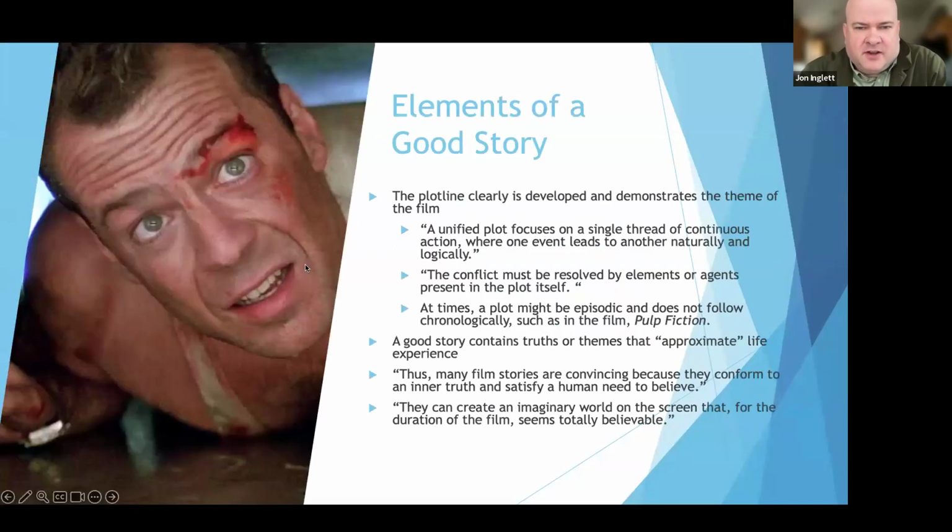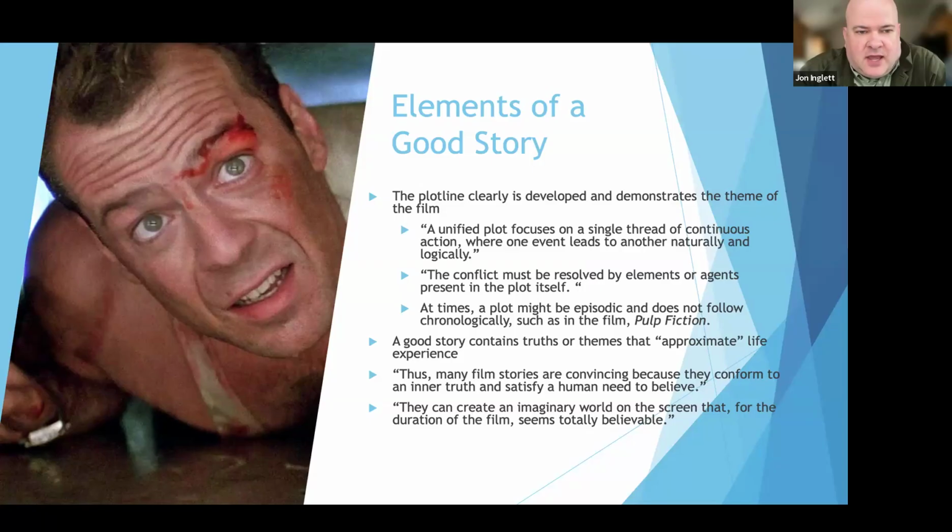What are some elements of a good story? A good story should have an excellent plot line or multiple plot lines. The plot line clearly is developed and demonstrates the theme of the film. A unified plot focuses on a single thread of continuous action where one event leads to another naturally and logically.